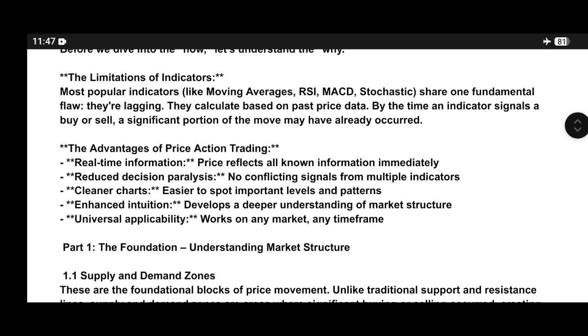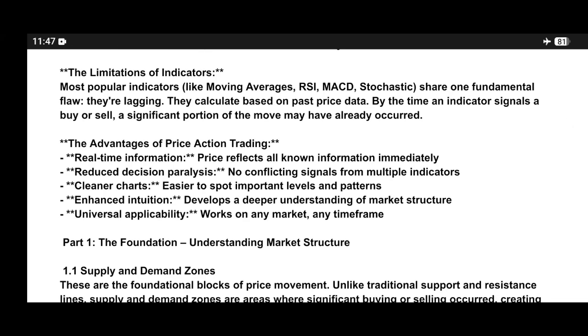So now, the advantages of price action trading. Number one is real-time information, because price reflects all known information immediately. Number two is reduced decision paralysis, no conflicting signals from multiple indicators. Are you getting my point right now?